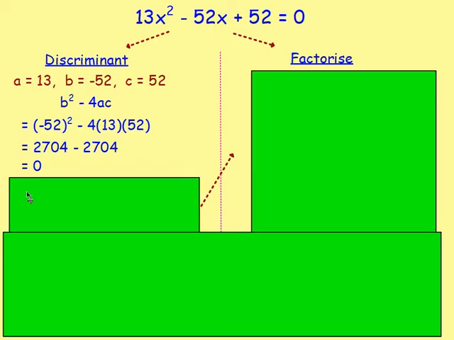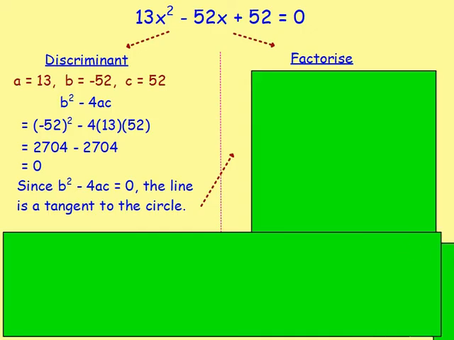And if the discriminant equals 0, what does that mean? Brilliant, there is just one point of contact. So, since b squared minus 4ac equals 0, the line is a tangent to the circle. That is one way of doing this. Okay, so you're going through it and you can use the discriminant. Since b squared minus 4ac is 0, the line is a tangent to the circle. If you're asked to prove it, that would be fine.